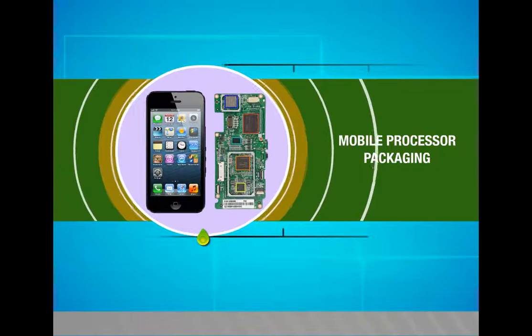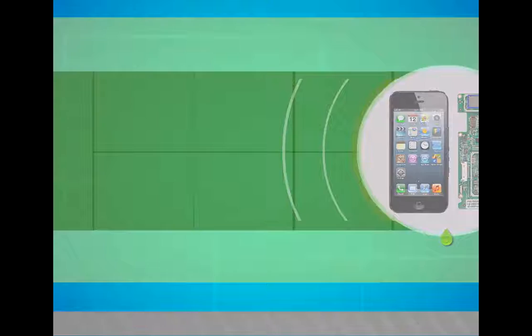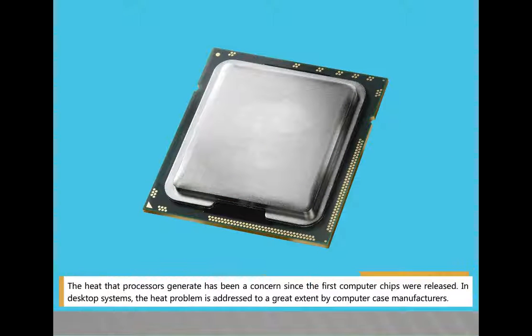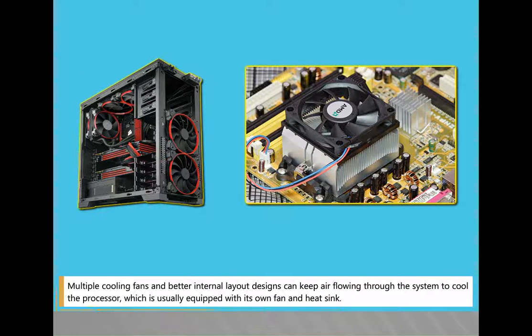Mobile processor packaging. In this video, we are going to see about mobile processor packaging. The heat that processors generate has been a concern since the first computer chips were released. In desktop systems, the heat problem is addressed to a great extent by computer case manufacturers. Multiple cooling fans and better internal layout designs can keep air flowing through the system to cool the processor, which is usually equipped with its own fan and heat sink.